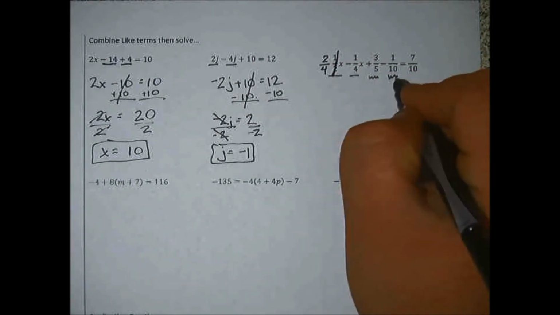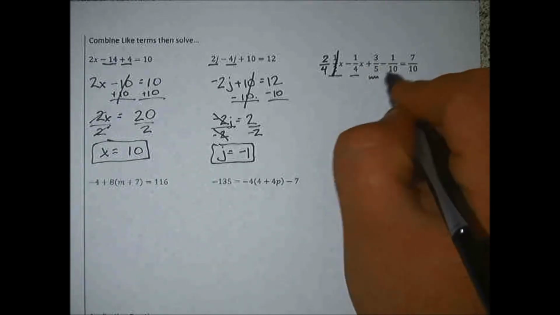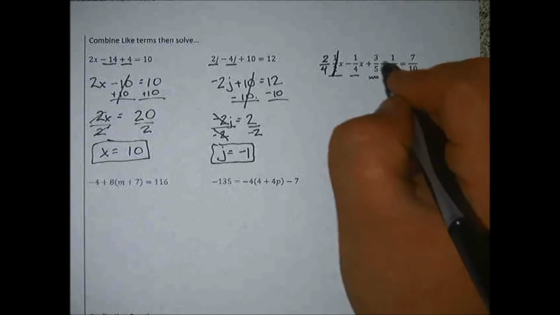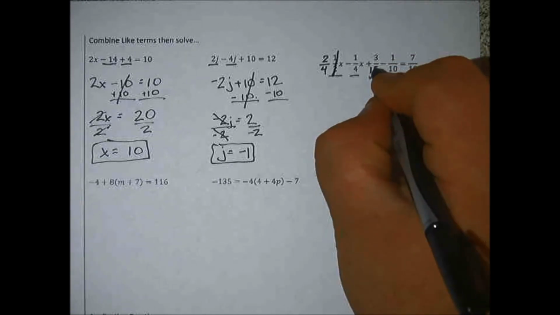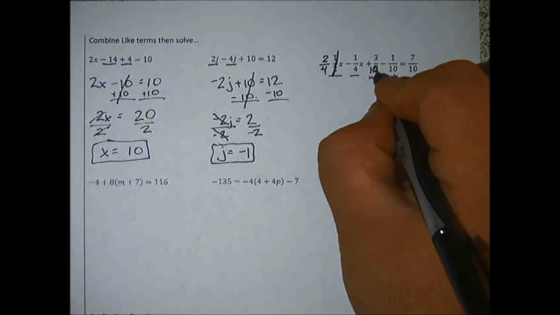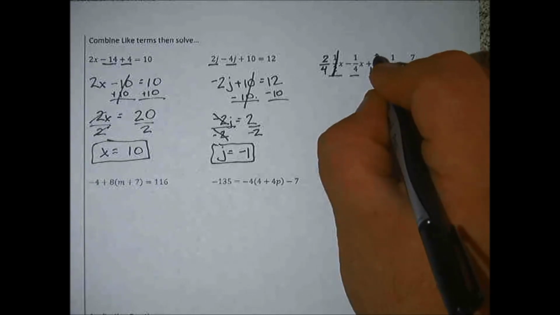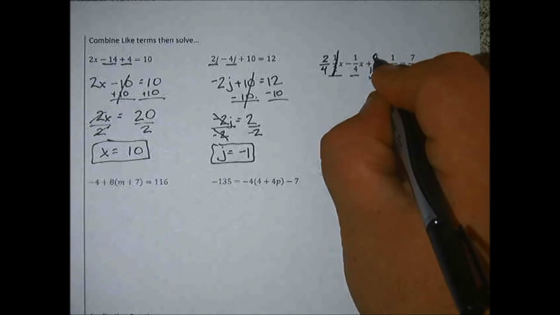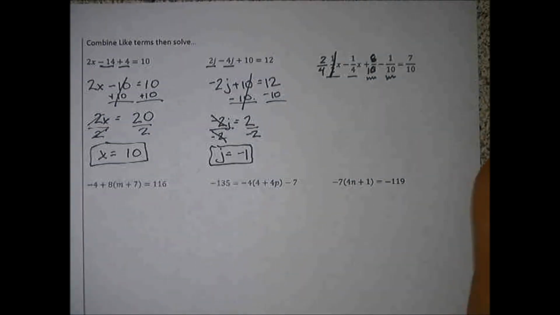And for common denominators on the numbers over here, 3/5 and 1/10, my denominator is going to be 10. So I'm going to change that to a 10. How do I turn 5 into 10? By multiplying by 2. So I'll multiply 3 by 2 and I get 6. All right, so that's 6/10 there.